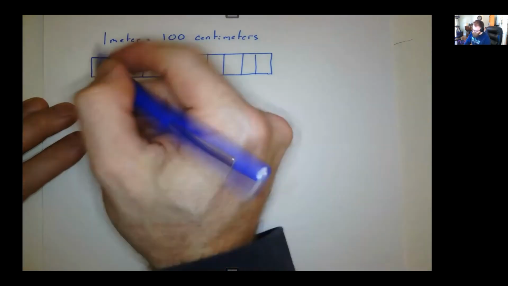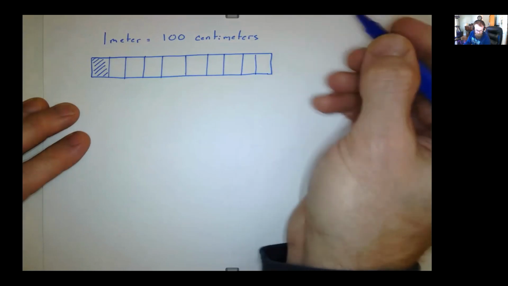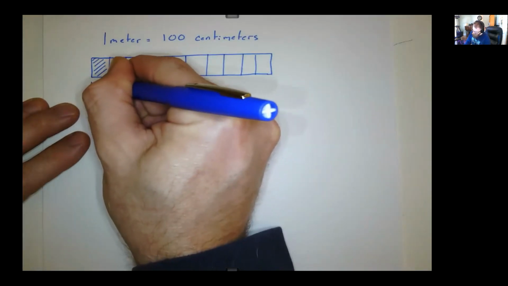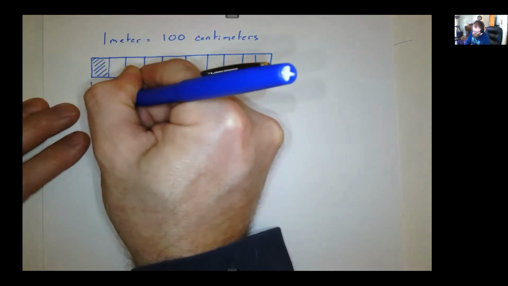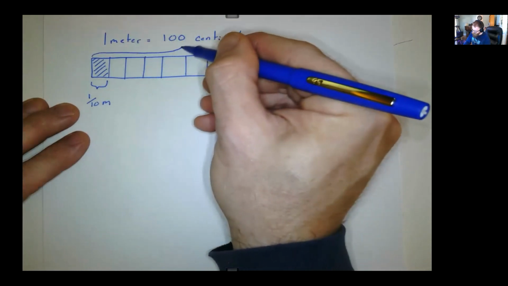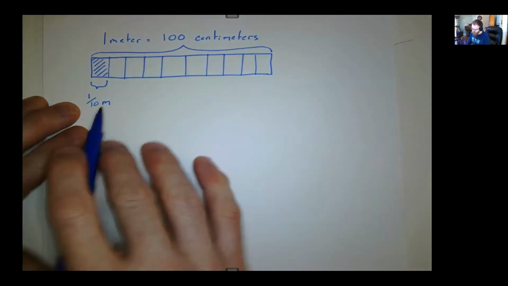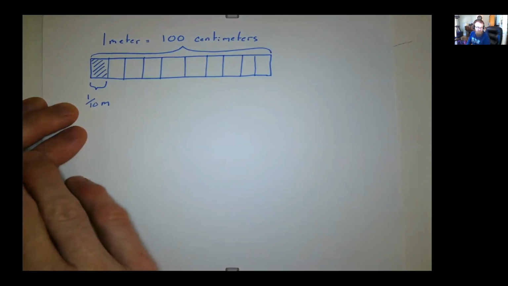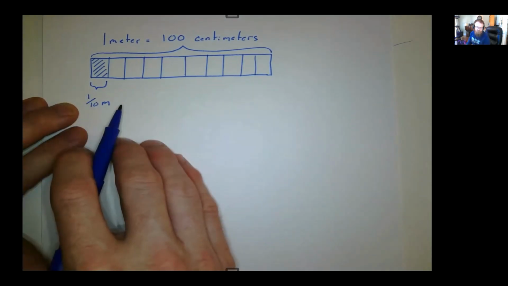Each of these 10 parts is worth 1/10 of a meter. Right? Our whole is 1 meter, and our 1 meter is divided into 10 equal parts. Each part is 1/10 of a meter.